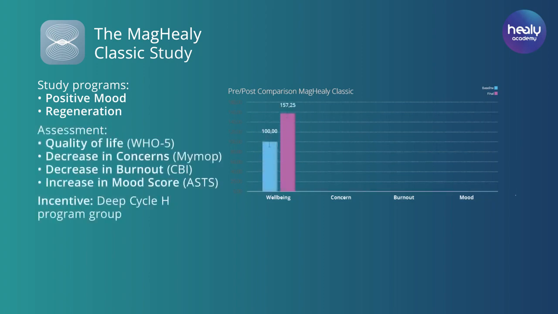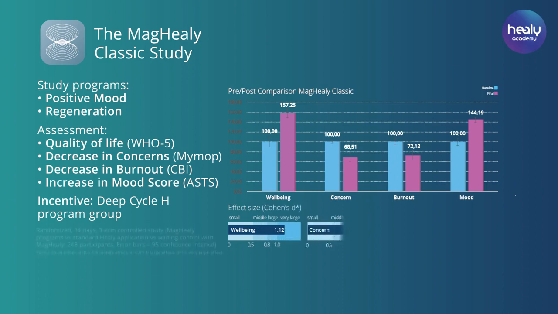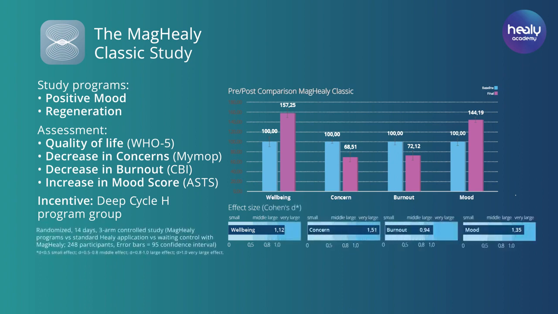In a study on the MagHealy Classic program's positive mood and regeneration, participants showed an average 57% increase in well-being on the Quality of Life Assessment, WHO-5, an average 32% decrease in concerns, MIMOP, an average 28% decrease in Burnout Index, CBI, and an average 44% increase in Current Mood Index, ASTA. The effect size of this randomized, three-arm controlled trial with 248 participants was large for decrease in Burnout Index and very large for well-being, decrease in concerns, and increase in Current Mood Score.